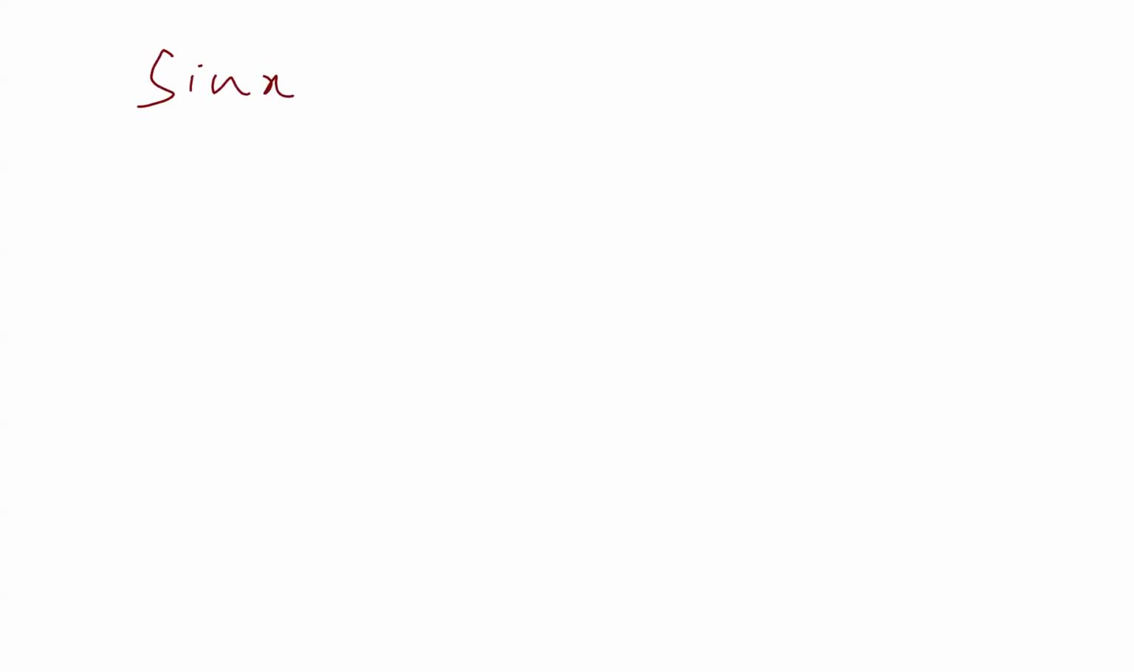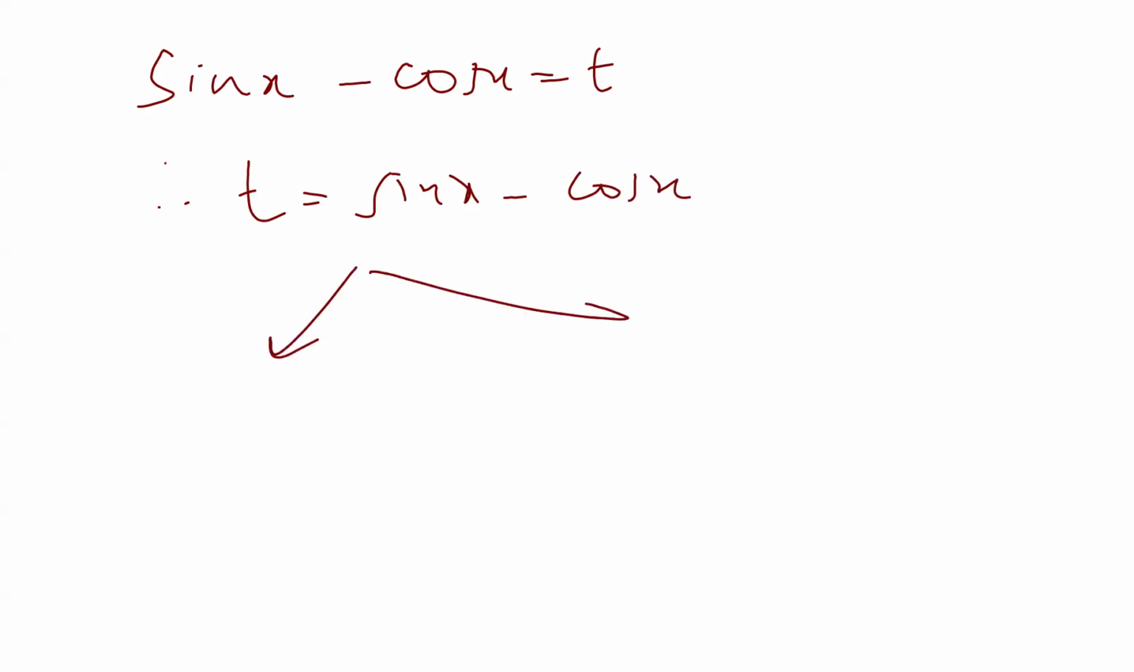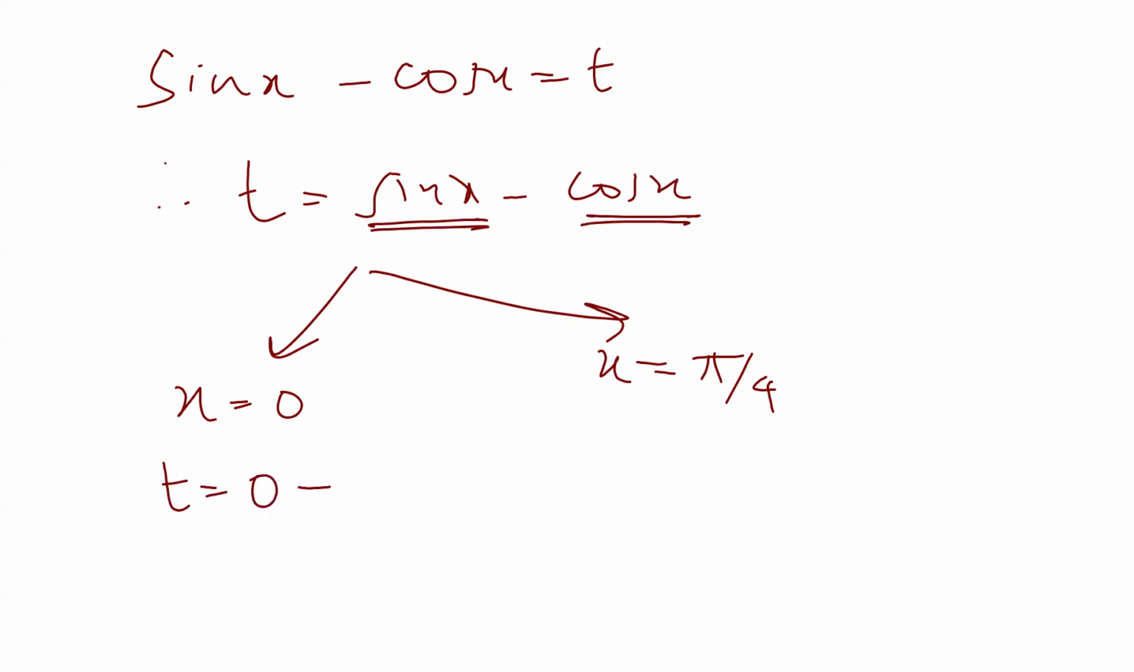Sin x minus cos x is equal to t. Therefore, t is equal to sin x minus cos x. X equal to 0, which is the lower limit, and x is equal to, I should say, pi by 4, which is 45. So when x is 0, t is equal to sin 0. Sin 0 is 0 minus cos 0. Cos 0 is 1, which is minus 1.